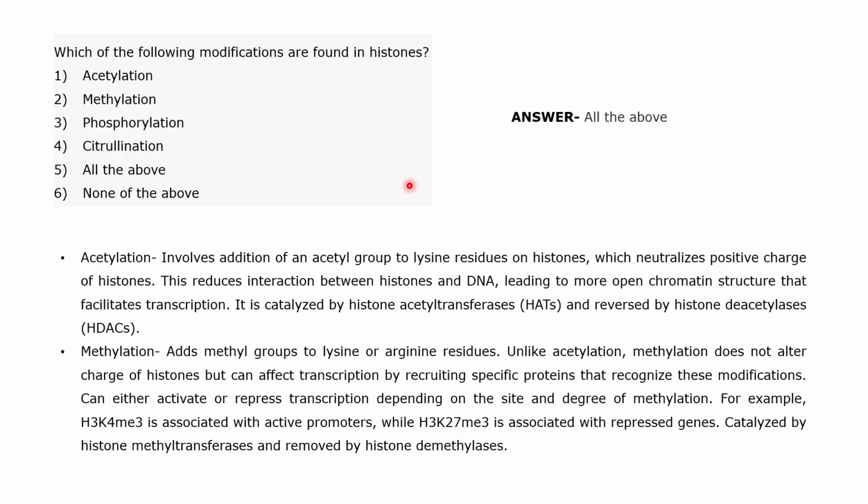So in case of acetylation, it involves the addition of acetyl groups to a lysine residue present in histone. In this case, it neutralizes the positive charge of the histones, right? So it reduces the interaction between the histones and DNA, leading to a more open chromatin structure that facilitates transcription. So in most cases, acetylation actually promotes a more open chromatin conformation, right?